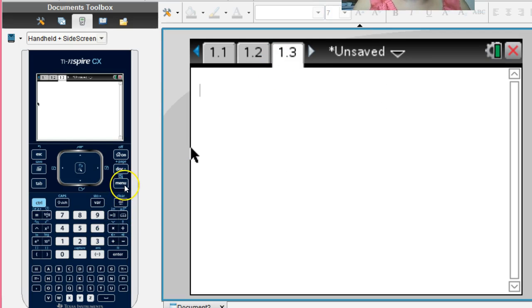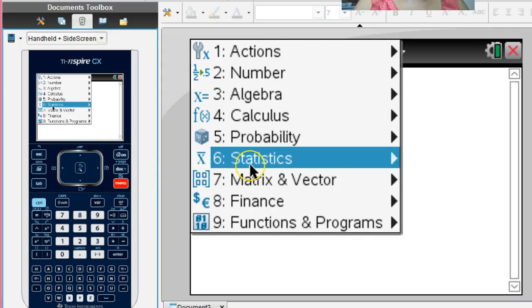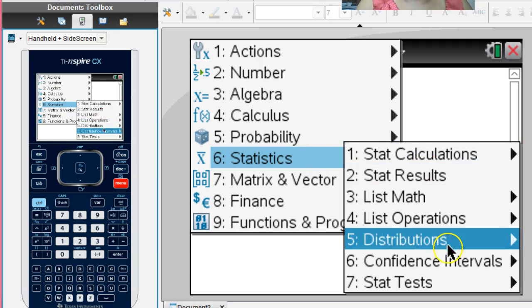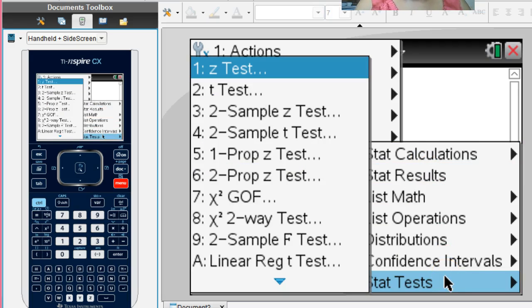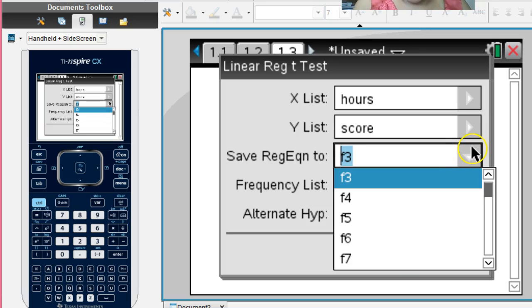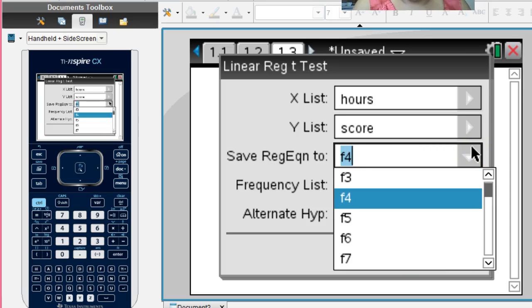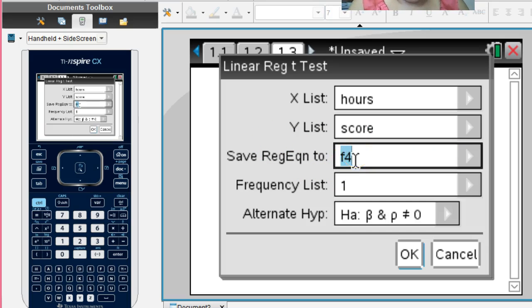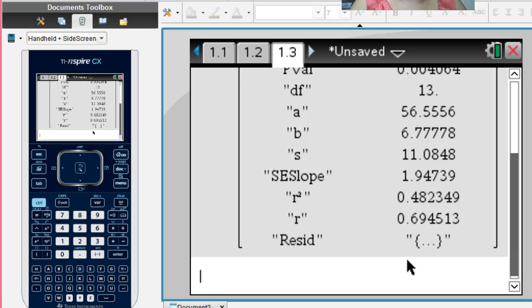And I'm going to hit Menu. I'm going to hit Statistics because correlation coefficient is a statistic. I'm going to do Stat Tests and I'm going to hit Linear Regression t-test. Now, it's going to come up with the window to say, well, what data are you talking about? And I'm going to put X for hours and Y for score. And I can save it to one of the functions if I want to graph it later. I can do F1, F2, or F3, doesn't matter, so I can do F4 just to be different here. And then I'm going to hit OK, and don't worry about the other stuff.